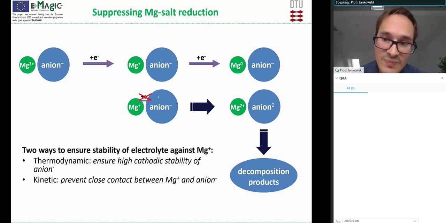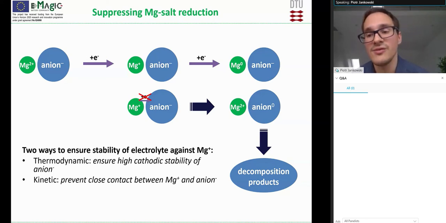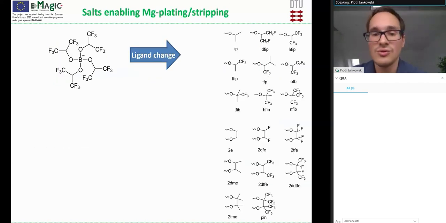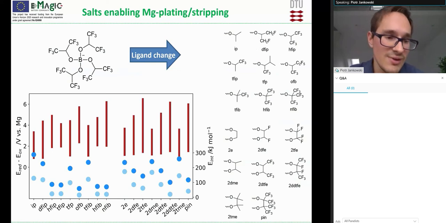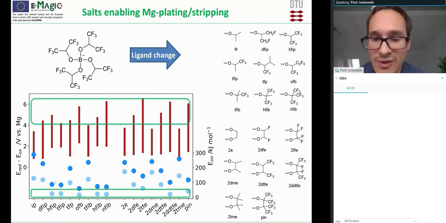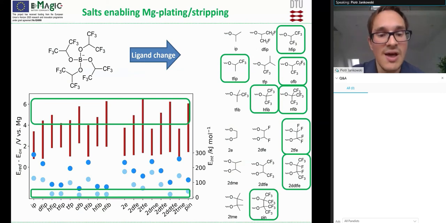So we need to design the anions in a way that they provide stability against this electron. What we try to do is look at this anion and see what will happen if we put other ligands there. So we did calculations for reduction potential, oxidation potential, and also for dissociation for the first anion and second anion. Based on that, we can select some ligands that should be promising, with a high oxidation and low dissociation energy.